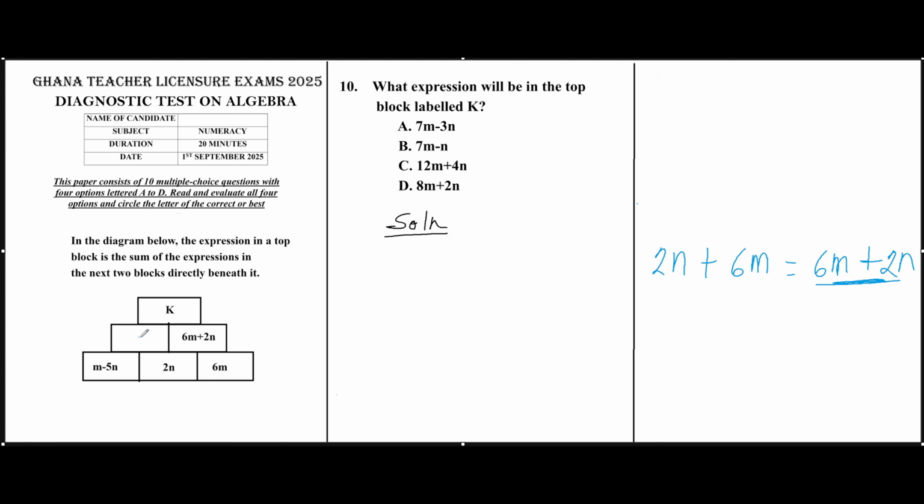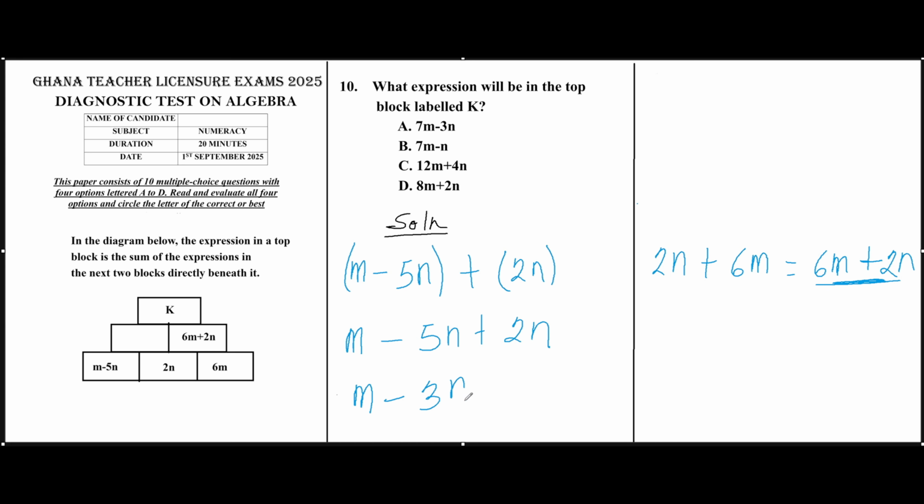How do we get the expression for this top block? Again, this top block sits on 2 blocks. Now the first block has m minus 5n, and the second block has 2n. Our goal is to find the expression for this top block. So we need to add up the expressions on these 2 blocks. So we have m minus 5n plus 2n. So that will give us m minus 3n. So this block will have the expression m minus 3n.